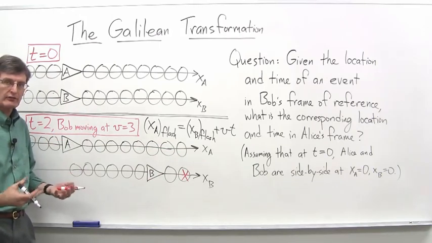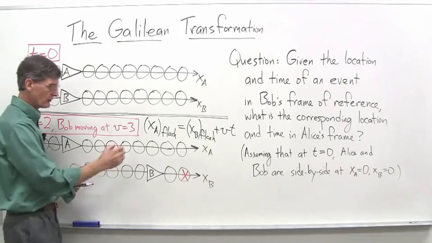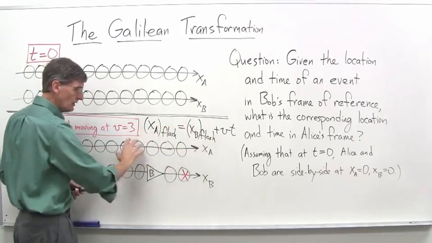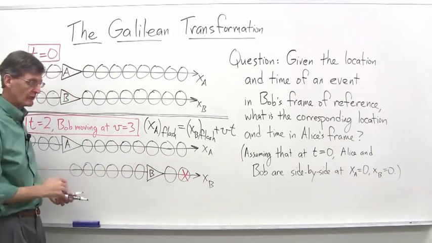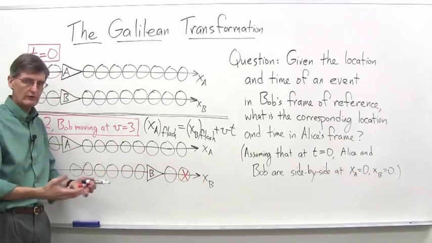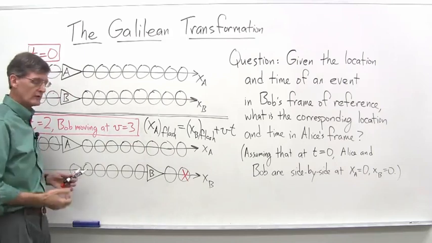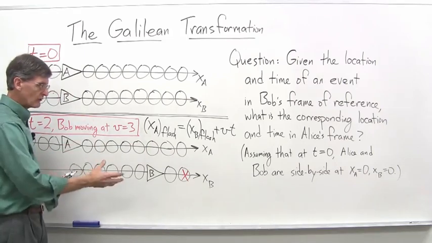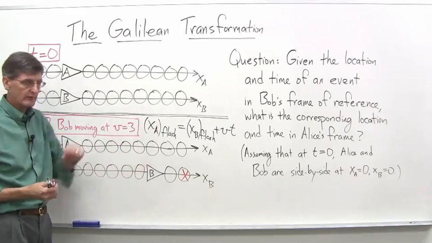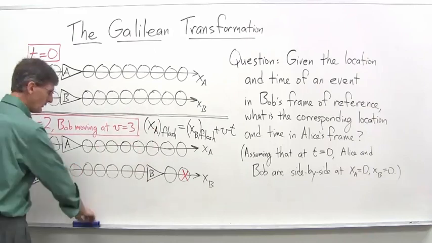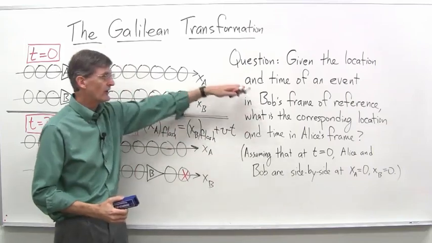So this is the basic so-called Galilean transformation. It's a transformation because it allows us to transform between Alice's frame and Bob's frame in terms of an event occurring. So if Bob measures an event on his measuring stick, as it were, and clocks, then we know that the position in Alice's frame of reference is given by this simple formula here. Let's erase our question again. So we've answered part of the question.